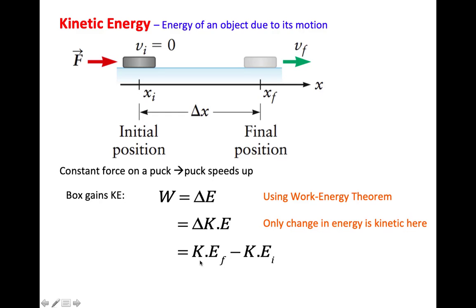And in this next step we have just expanded delta. So the change in kinetic energy is kinetic energy final minus kinetic energy initial. And this is equal to the work done. I'm going to label this equation 1 because we will need it later on.